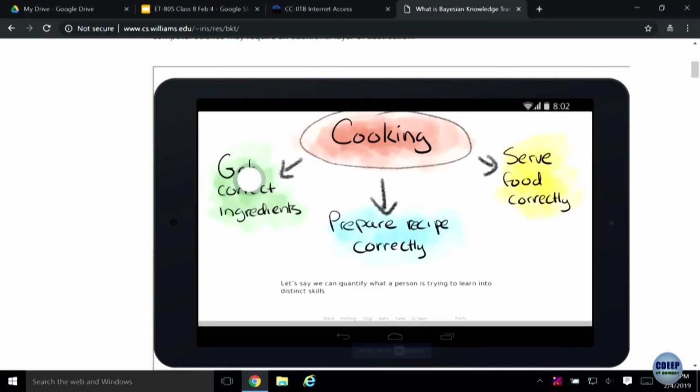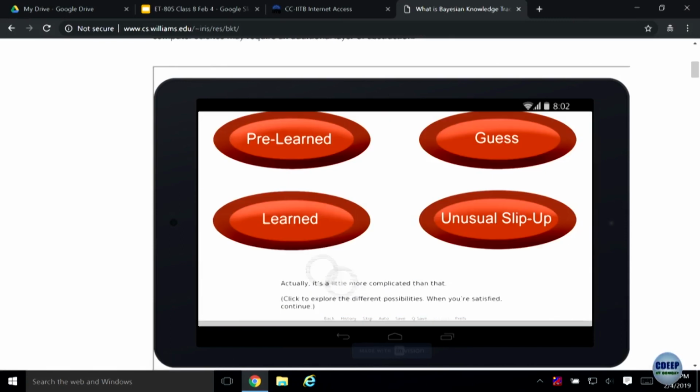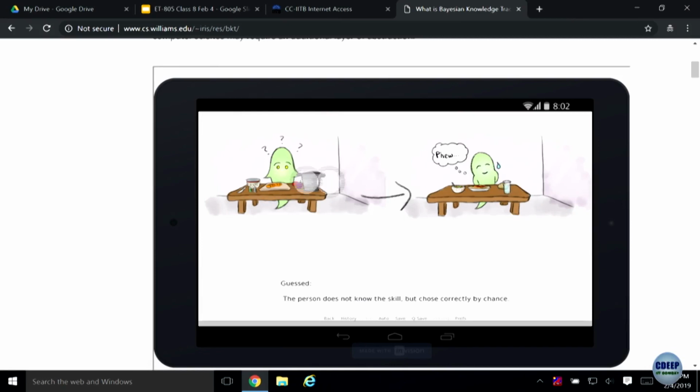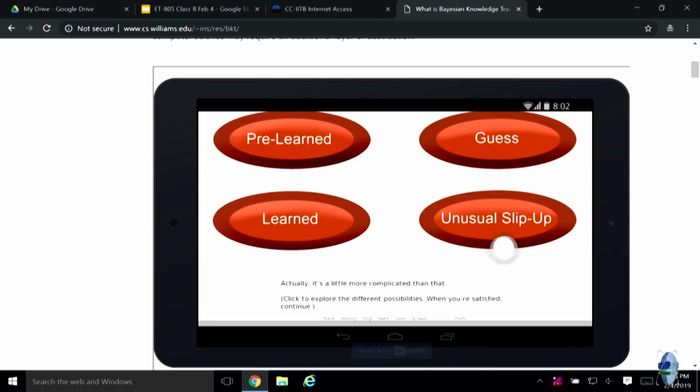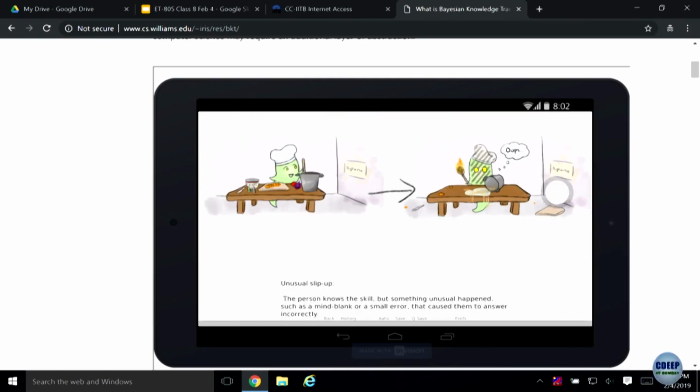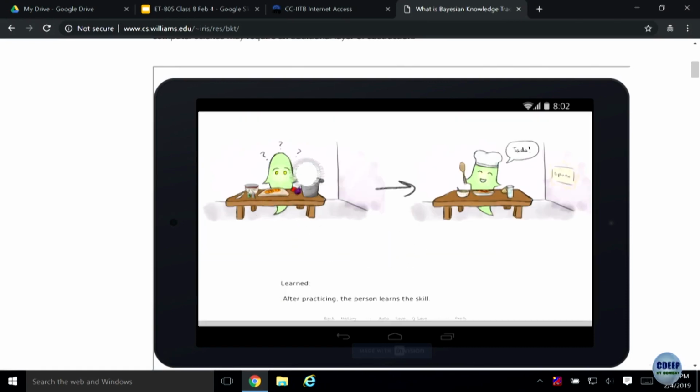So there are 3 things: getting the correct ingredients, preparing the recipe correctly, and serving the food. That cooking has 3 parts. Is the ingredient part of a recipe, something like that? So learned or not learned? There's an explanation about what is guess. There's an explanation about what is pre-learned. You already got a degree, you already know how to cook. It doesn't matter. Unusual slip: we prepared everything, but then it fell down. So it's a master in the skill, but still it slipped. So you can see the 4 different things, and learning is taking time, actually learning.